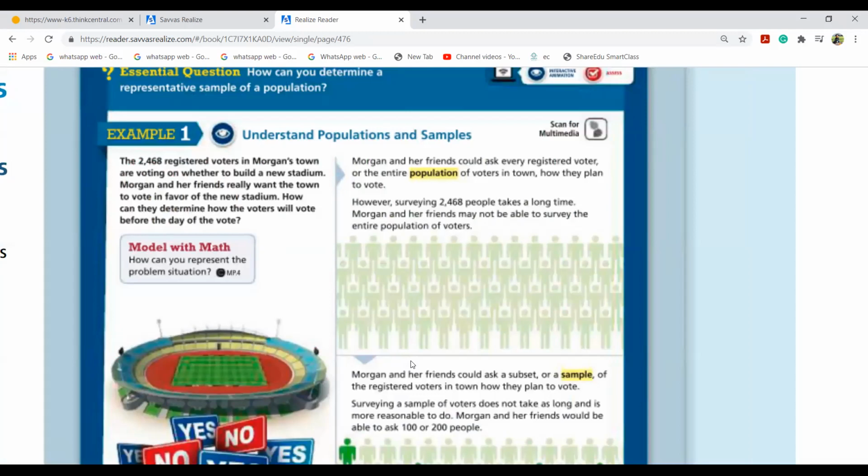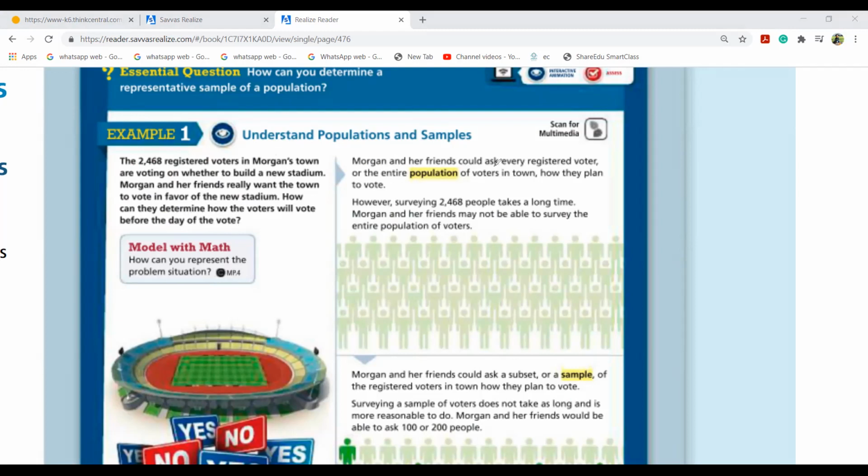In 2000, the 2,468 registered voters in Morgantown are voting on whether to build a new stadium. All right, girls, please listen to the story carefully. 2,468 people in this town are voting on whether to build a new stadium or not. Morgan and her friends really want the town to vote in favor of the new stadium. How can they determine how the voters will vote before the day of the vote?